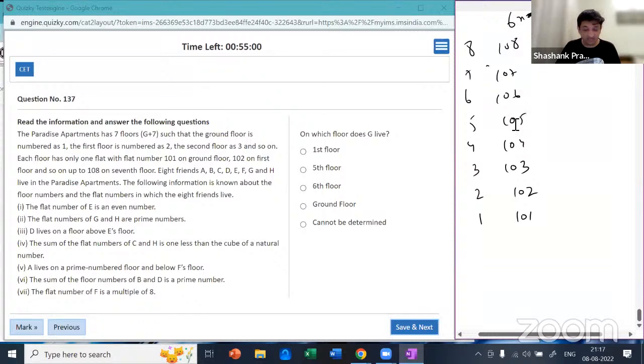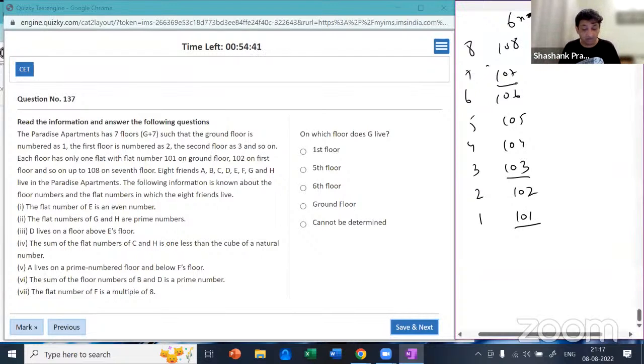Flat number E is an even number, doesn't matter. Flat numbers of G and H are prime numbers. Okay, 101 is a prime number, 103 is a prime number, 4, 5 not prime number, 107 is a prime. 3 prime numbers are there. So G and H yahan pe kahin pe hona chahiye. D lives above E, doesn't matter. So basically E has to be 106, 104 or 102.